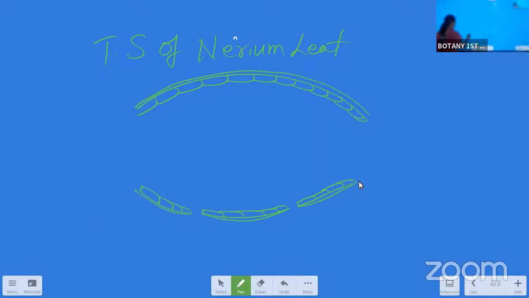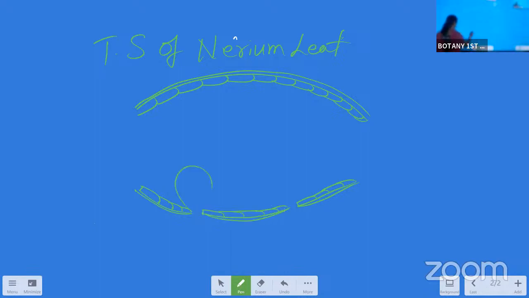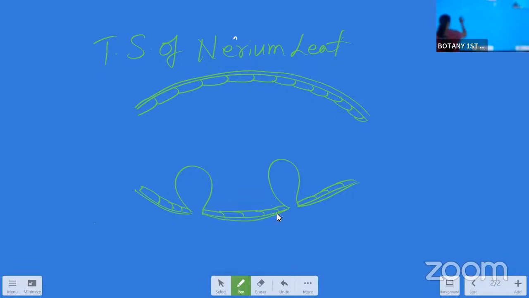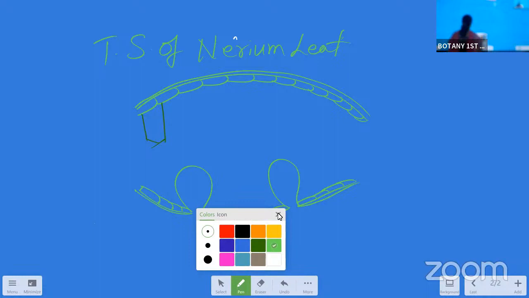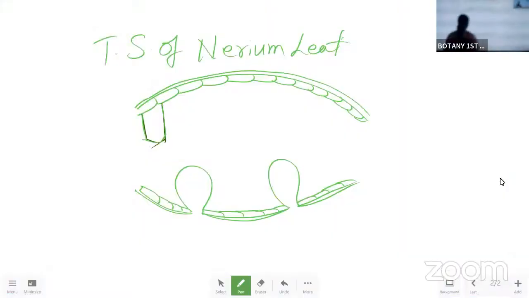And here the sunken stomata. I think this color, dark green, is not visible, so I'm using the light green again. Otherwise, I'll make the background white. Then good. Now you can see this color.